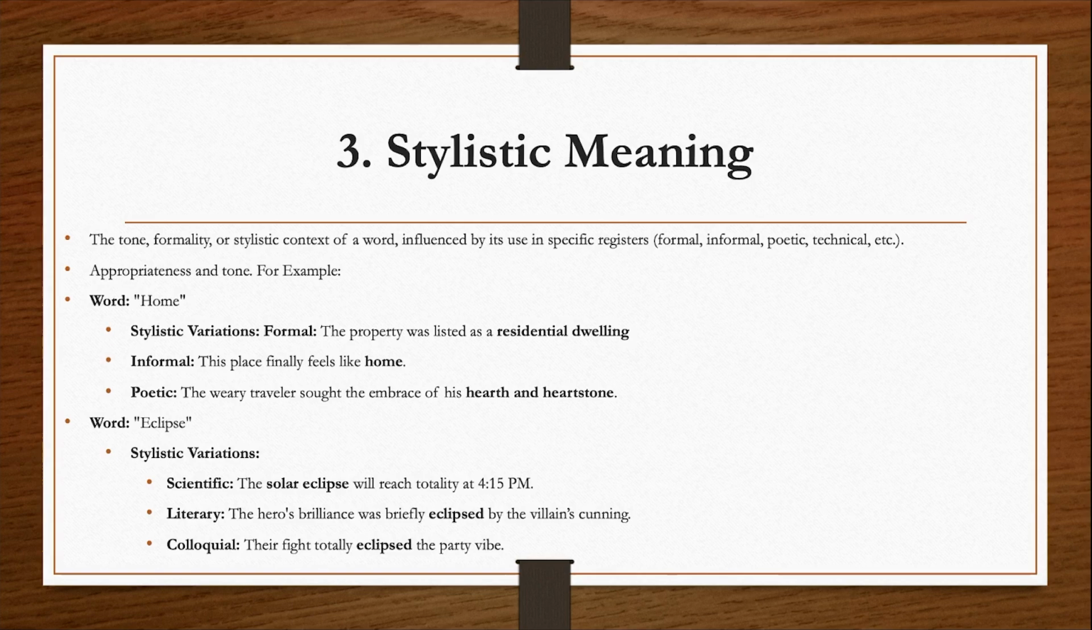For the word eclipse, stylistic variations. Scientific: "The solar eclipse will reach totality at 4:15 p.m." Literary: "The hero's brilliance was briefly eclipsed by the villain's cunningness." And colloquial: "The fight totally eclipsed the party vibe." Here, in the colloquial sense, it means overshadowed. So that is the stylistic meaning. Always remember, you will always find these three levels of meaning, and on the basis of how the word is used, the synonym might differ.